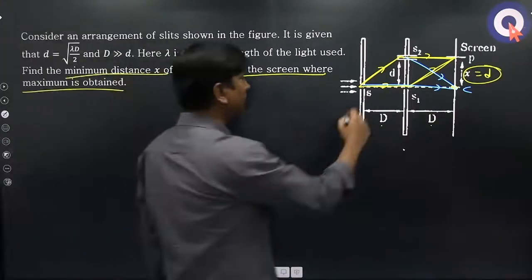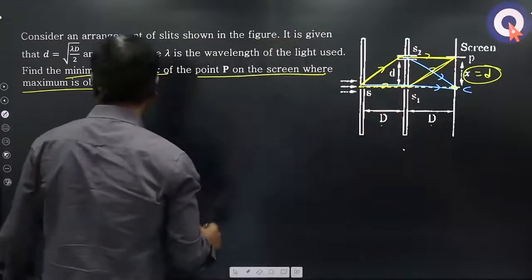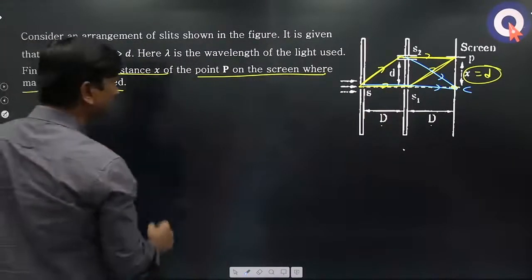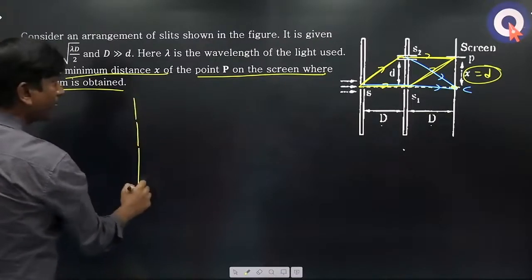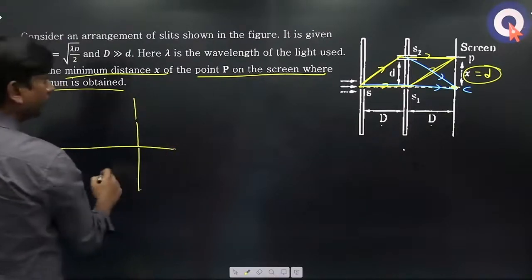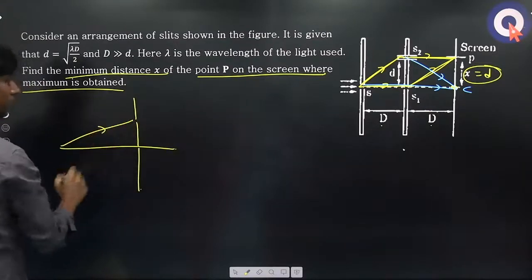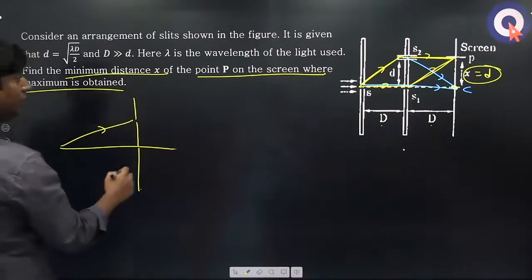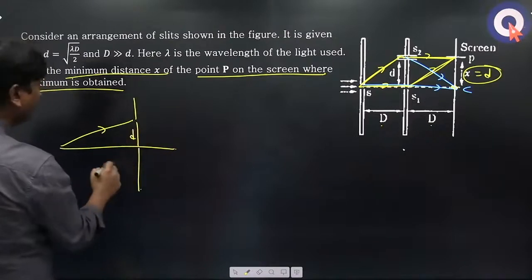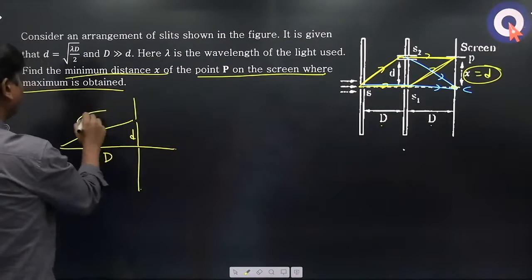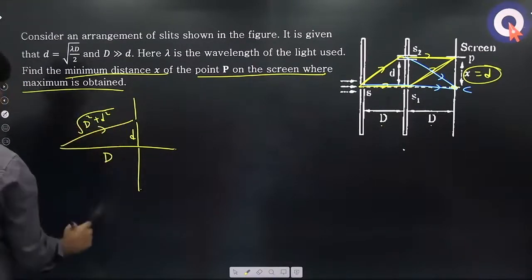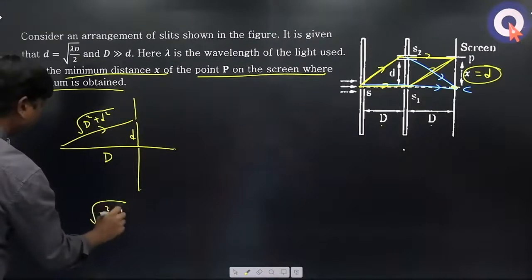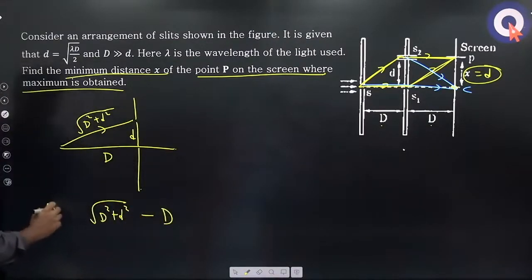So if you take this value and this value, see, already I told you that method. So this is yours. This they have given a small d. This they have given capital D. So this will be under root of D square plus d square. Right? So this is greater than this by an amount. So root of D square plus d square minus D, this will be the path difference.